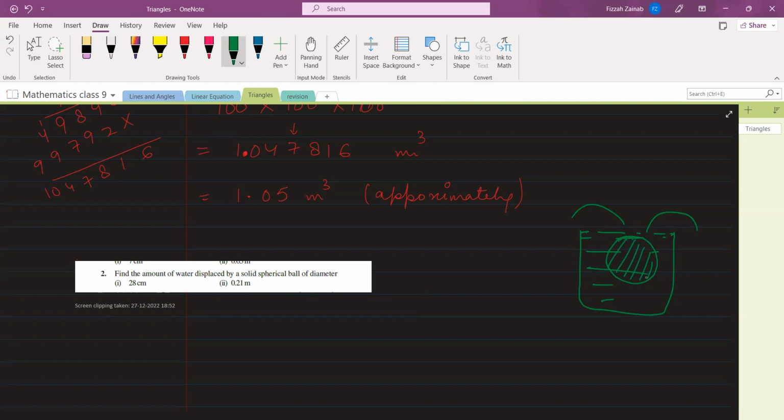So the volume is basically the space occupied. It will occupy some space and that much water will get outside. So you have to find the volume of a spherical ball in this case. Part 1. Find it quickly. So volume of a spherical ball will be 4 upon 3 pi r cube, right? And r is 28 centimeter. Now please put this in the formula. Do it yourself. Please find it.